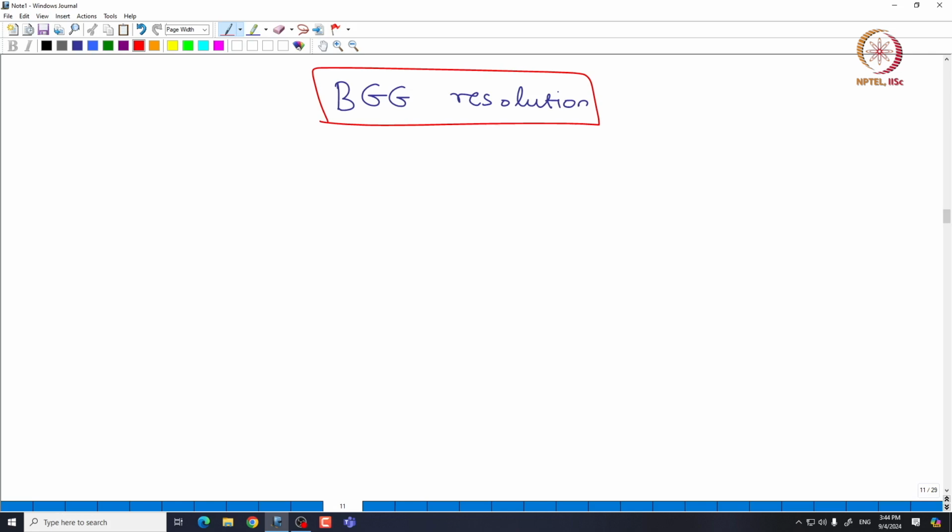Even to understand this BGG resolution, we need to understand what a filtration is, and filtration by Verma modules and so on. So, let me state it in a much simpler way using long exact sequences, and then it will become very clear. Before stating the BGG resolution, let us first prove some important results for Verma modules, and then we will be able to state it.